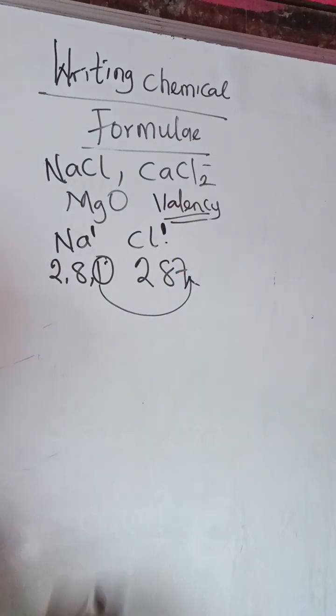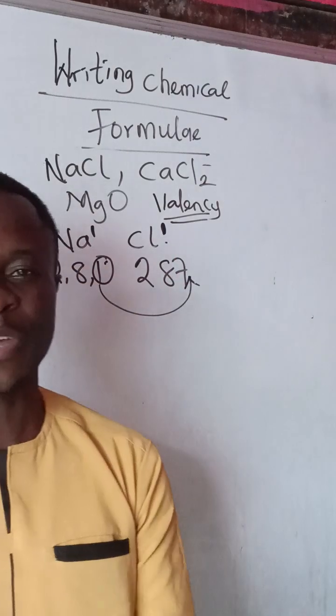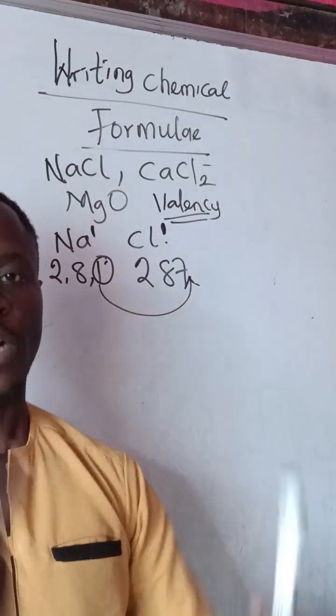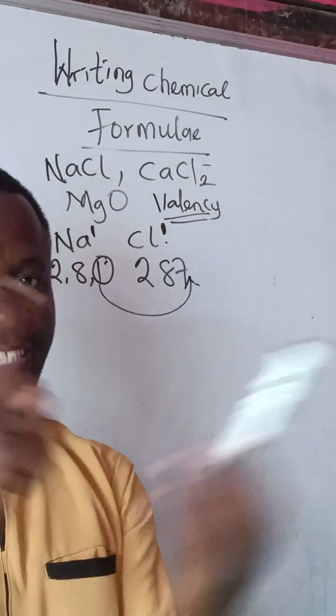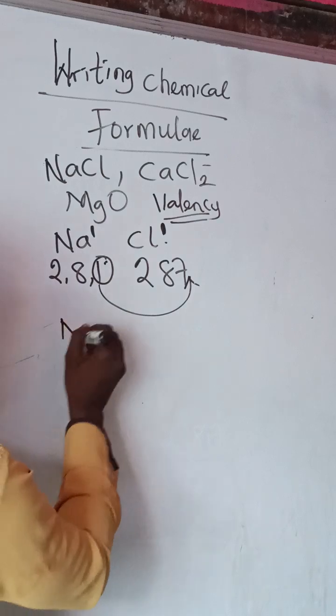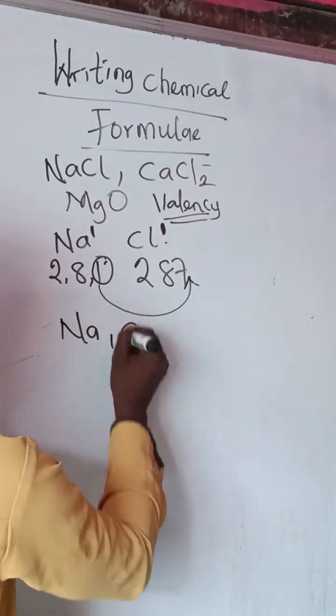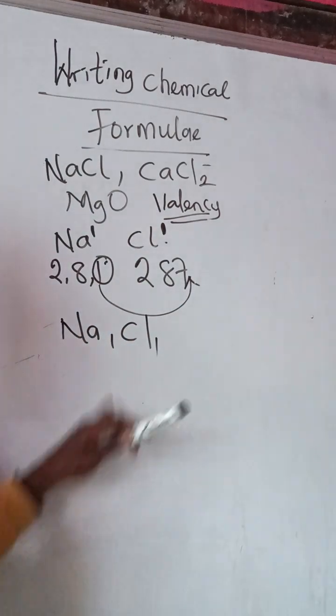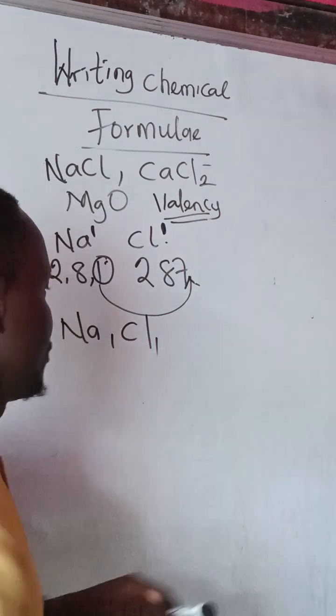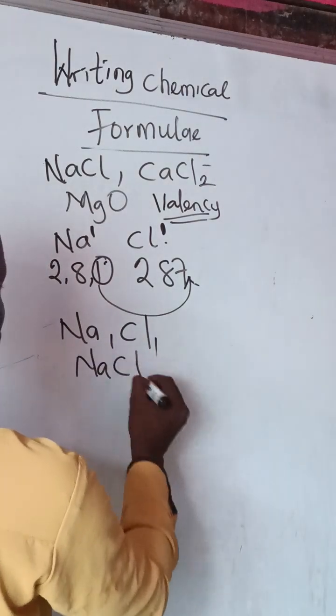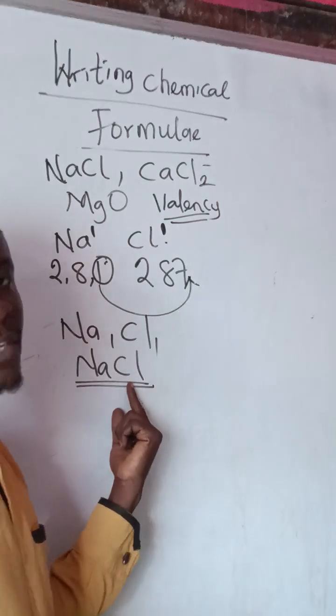In this case, the next thing you have to do is to exchange the power to become a base. We are exchanging power to become a base. So we have sodium having 1, chlorine having 1. So this one here becomes invisible. So we have sodium chloride. So this is how this is formed.